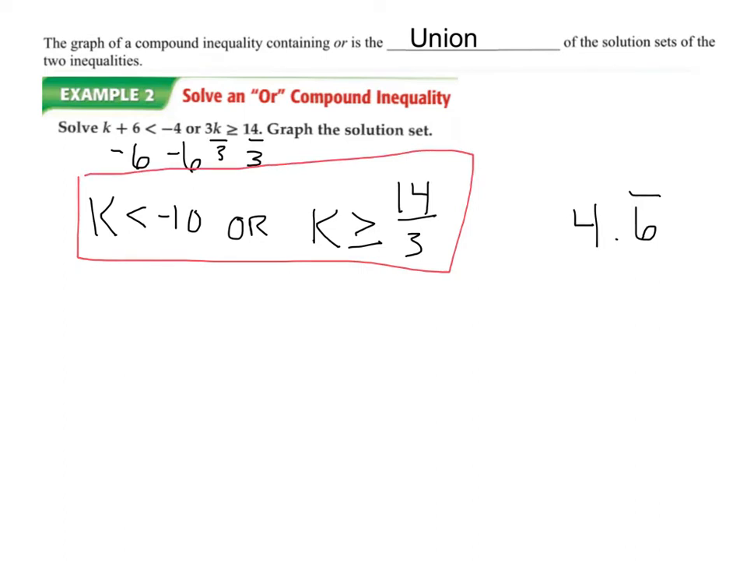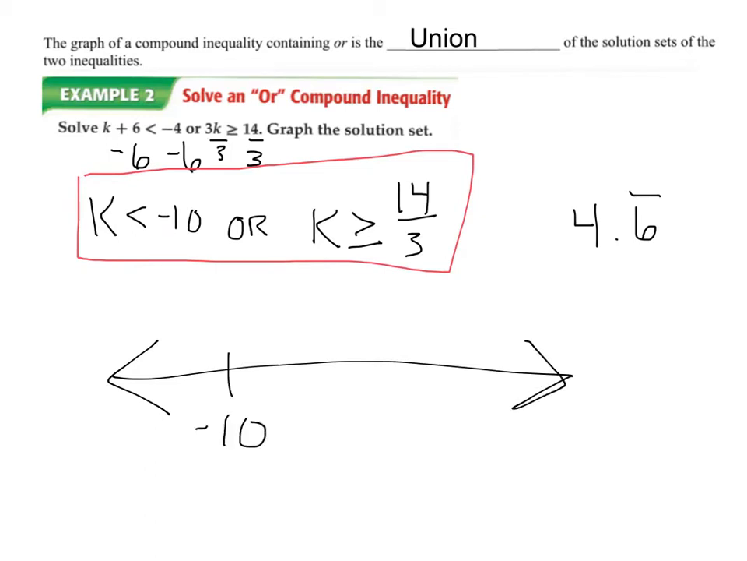But just for graphing purposes, I'm going to be able to figure out that 14 over 3 is 4.6 repeating. So if I go ahead and graph this, I know that negative 10 is going to be down on the bottom because it's negative. And then we're going to have 14 over 3 up here. We could also write it as 4.6 repeating if we wanted to.